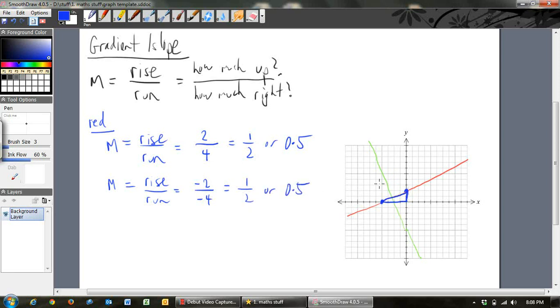So it doesn't matter which way you do it. You start at one dot that's on the line, you finish at another dot that's on the line, and it doesn't matter which dots you take, it doesn't matter where you are on the line and how far the dots are apart, you will always get the same gradient. That's the thing about linear graphs. So that's how we do it. Let's do the green line.